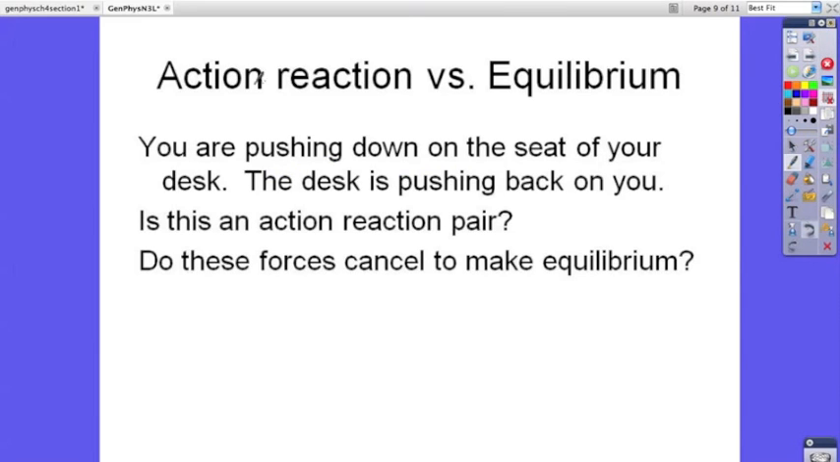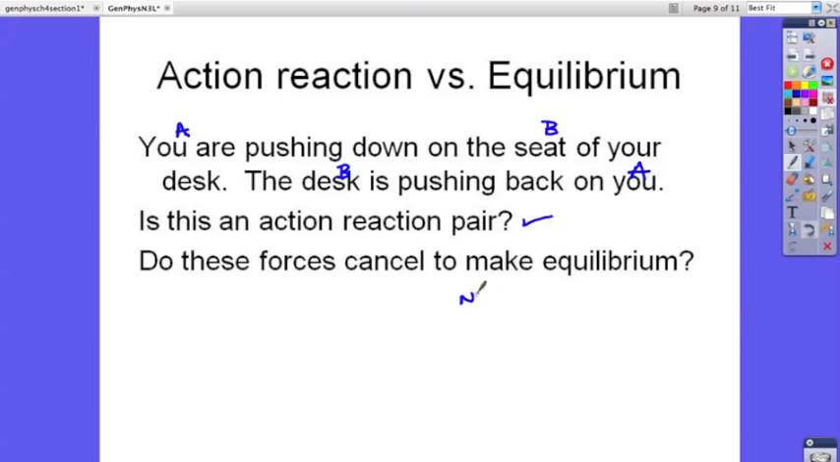Action, reaction versus equilibrium. You're pushing down on the seat of your desk. The desk is pushing back on you. Is this an action-reaction pair? Let's see. You are pushing down on the seat, and the desk seat is pushing back on you. Yeah. So two objects, just their roles are reversed. Yes, it is an action-reaction pair. So these forces cancel to make equilibrium.